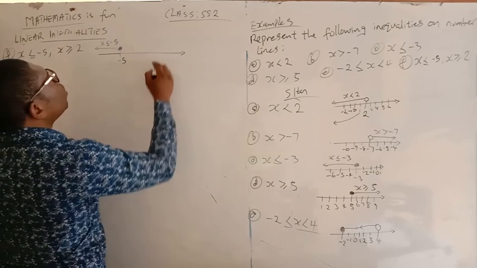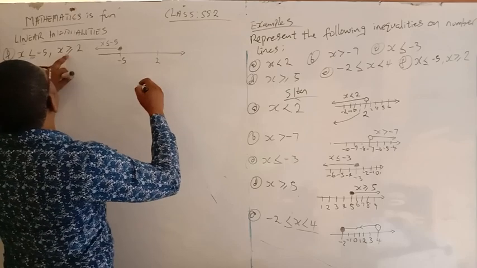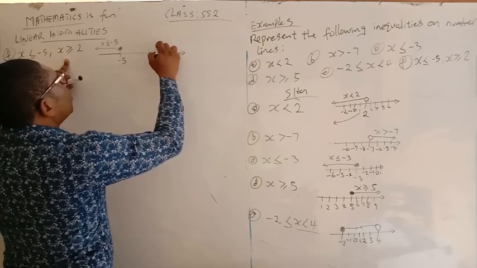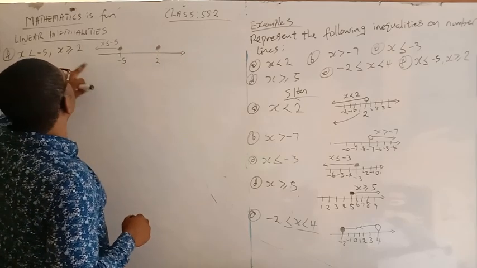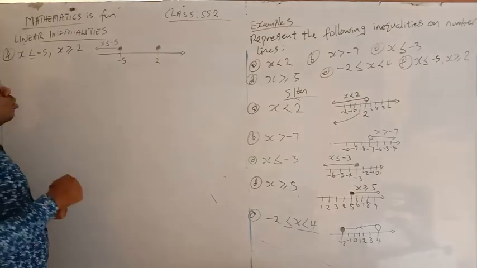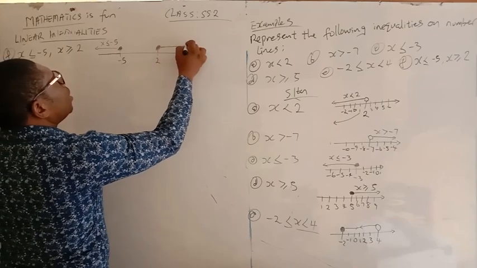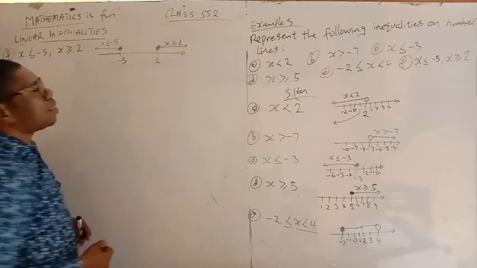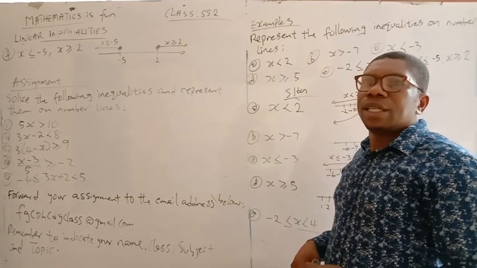Then I'm coming to place 2. You have 2 here, and it is still inclusion. So you have a closed dot, a closed circle. This is saying x is greater than or equal to 2. If it is greater, then I'm moving to the right. So that is the representation.